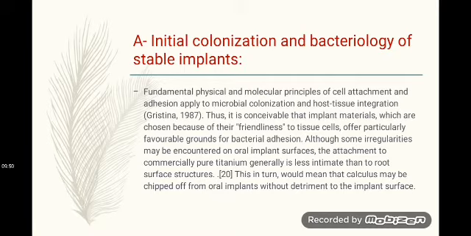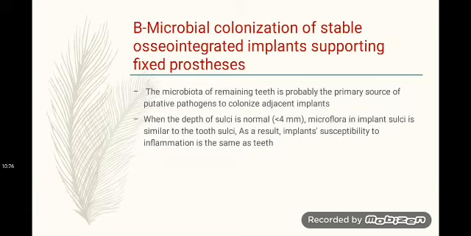How does bacteria attach to a surface? Initial colonization and bacteriology of a stable implant: the fundamental physical and molecular principles of cell attachment, adhesion to microbial colonization, and host integration. Thus, the implant material and the roughness of the surface contribute to adhesion of the bacteria on the surface. Here we say that the attachment to the root surface is greater than the attachment to the titanium, which is the implant.